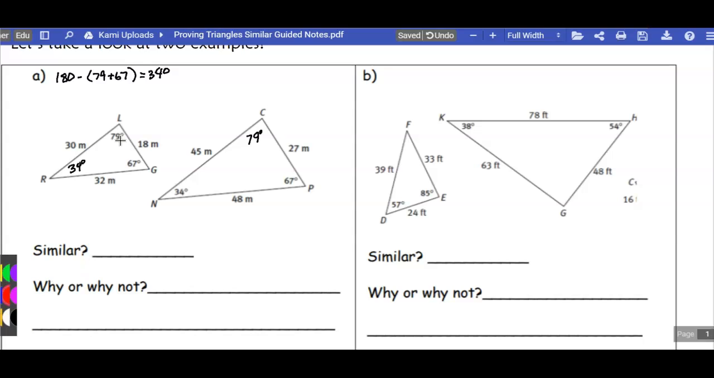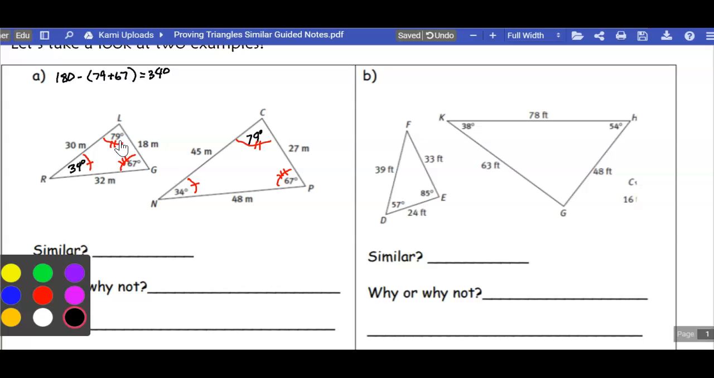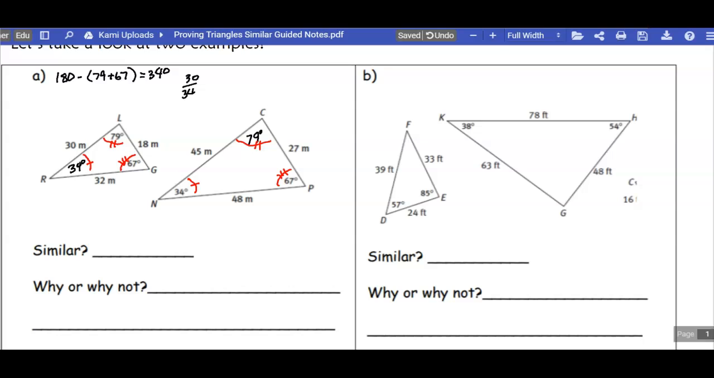So we have this angle congruent to this angle, this angle congruent to this angle, and this angle congruent to this angle. All the matching angles are congruent. Now let's check the sides. Let's see, 30 over 34. If I reduce that, I'm going to get 15 over 17.